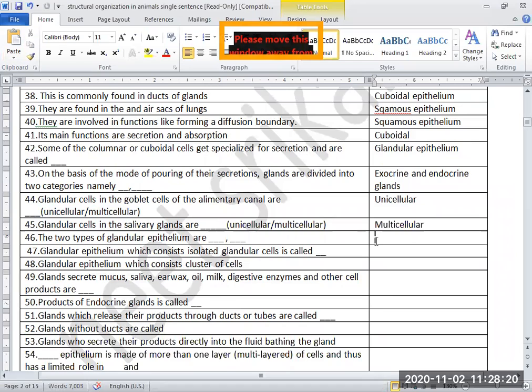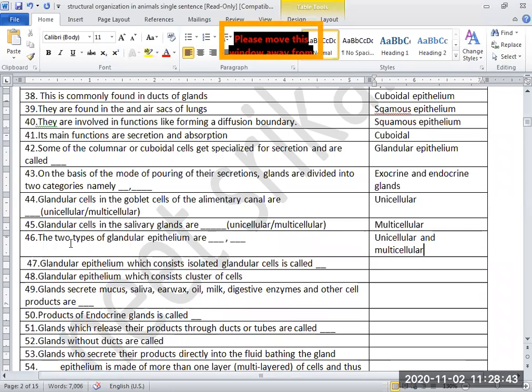The two types of glandular epithelium are unicellular and multicellular. Okay, question number 47. Glandular epithelium, which consists of isolated glandular cells, is called unicellular. Very good.